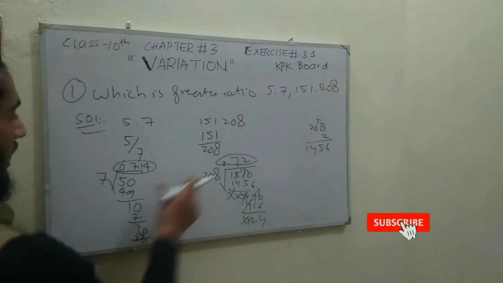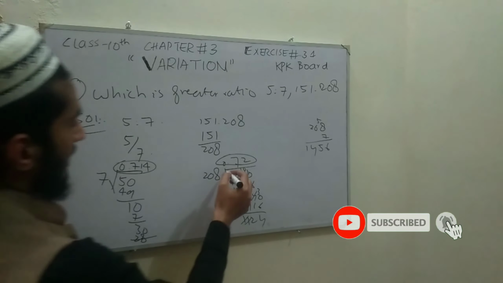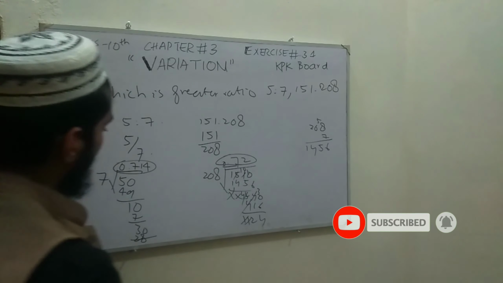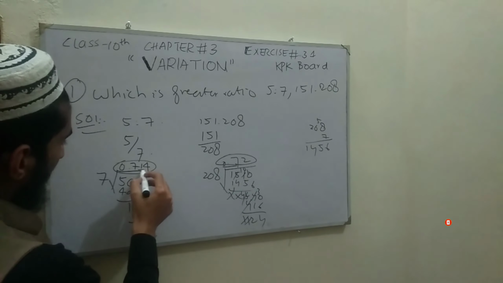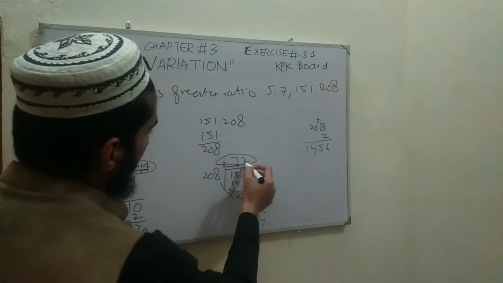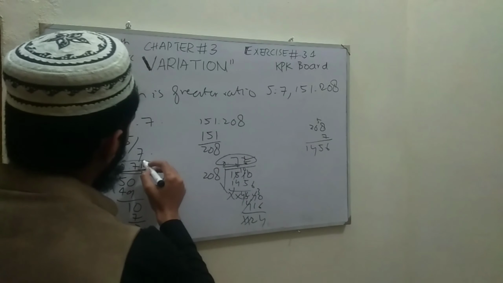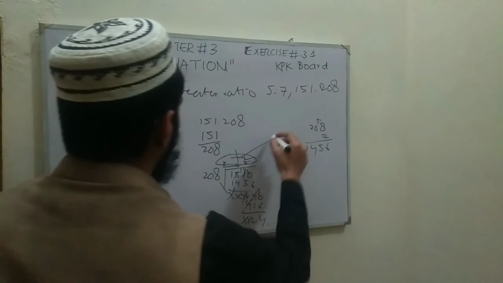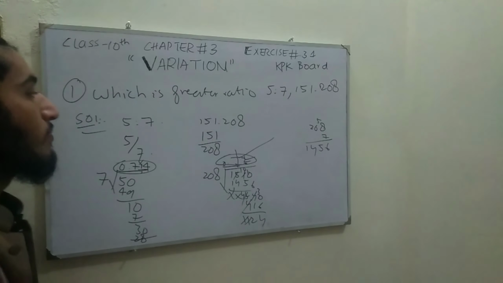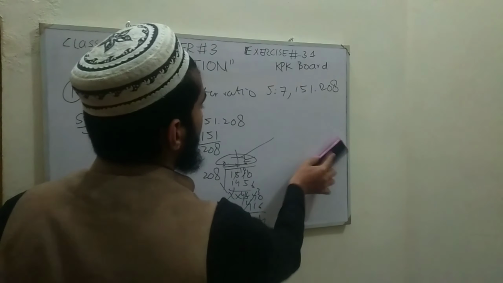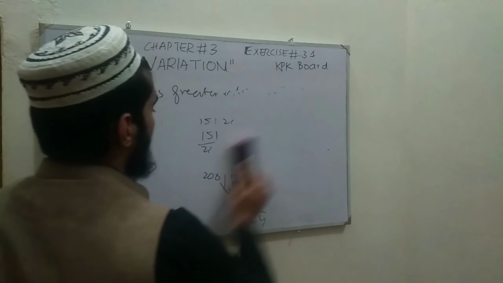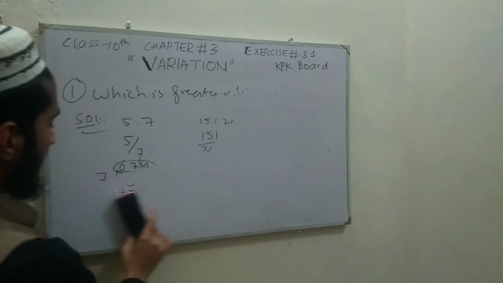Look at these two values. Here is 0.7 and here also 0.7, which is the same in both cases. But the value after 7 is 1 here, and here the value after 7 is 2. So 2 is greater and 1 is less. That's why the greater ratio is 151 divided by 208. Move to question number 2, relevant to this exercise number 3.1, class 10.